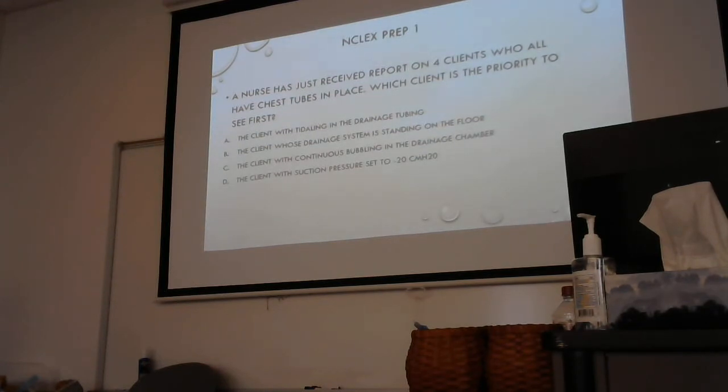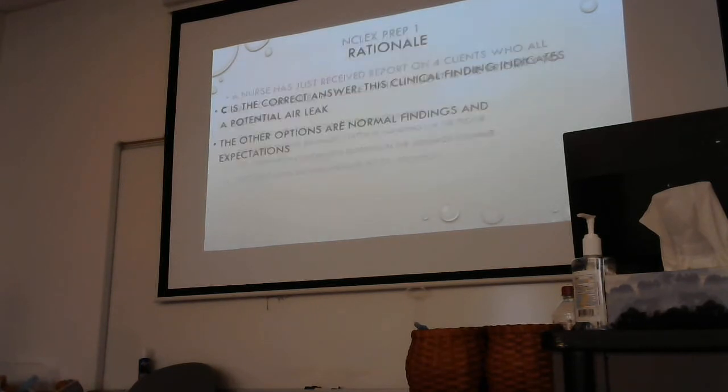So, everybody's favorite NCLEX exam questions. A nurse has just received a report on 4 clients who all have chest tubes, which is a rarity. Which client is the priority to see first? C. Everybody agree with C? Yeah. So C is the correct answer. The clinical findings indicate that there is a potential air leak. All the other options are normal findings and expectations.